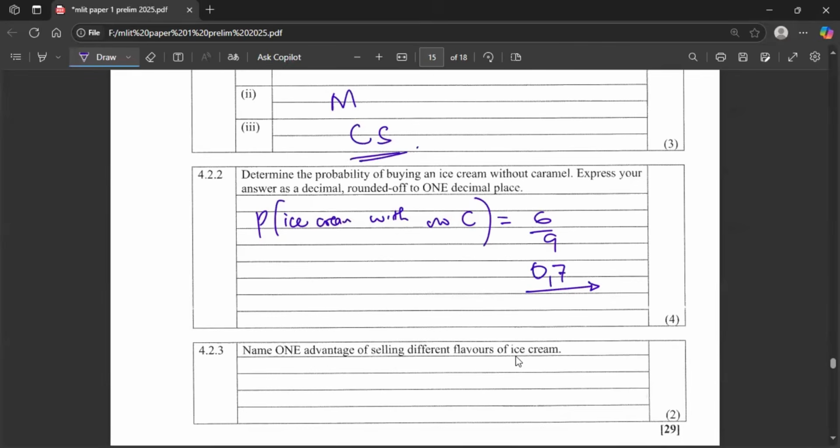Then name one advantage of selling different flavors of ice cream. So it increases revenue, or it even offers a variety to the clients. You offer a variety to the clients, and chances are that if someone doesn't enjoy chocolate, at least there'll be something that they will enjoy from whatever is there.